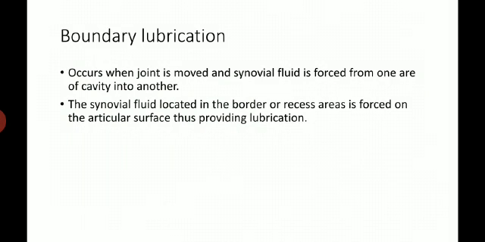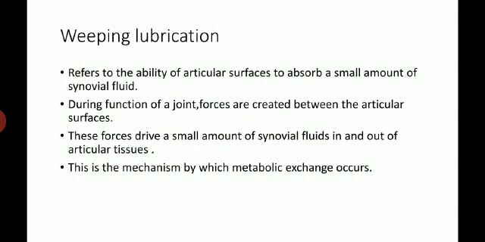Boundary lubrication occurs when the joint is moved and synovial fluid is forced from one area of the cavity into the other, and the synovial fluid located in the border or recess area is forced onto the articular surface, thus providing lubrication. Next is weeping lubrication, which refers to the ability of the articular surface to absorb a small amount of synovial fluid. During function of a joint, forces are created between the articular surfaces. These forces drive a small amount of synovial fluid in and out of the articular tissues. This is the mechanism by which metabolic exchanges occur.